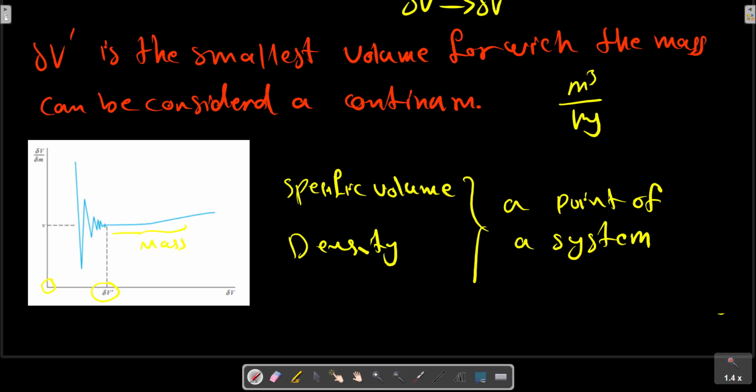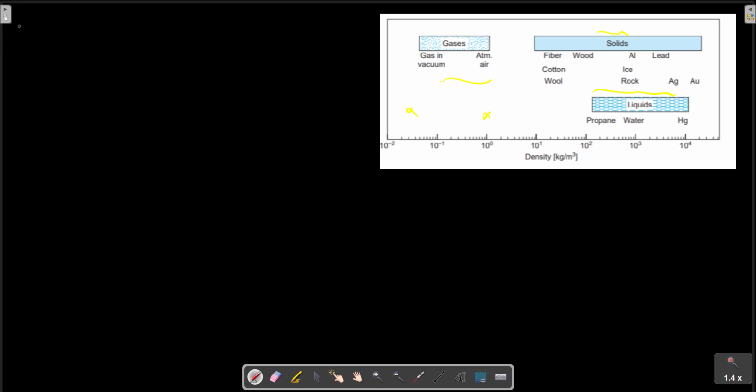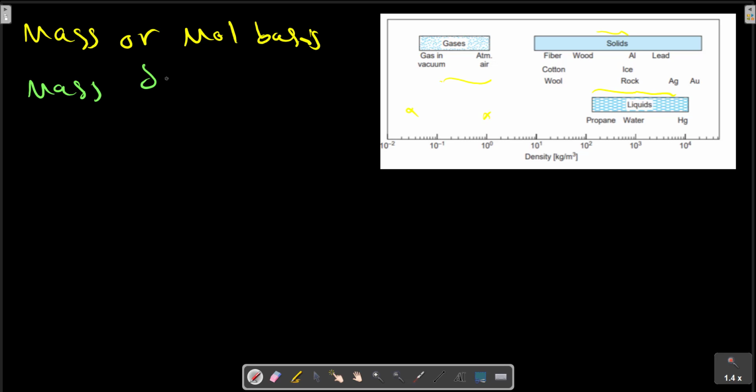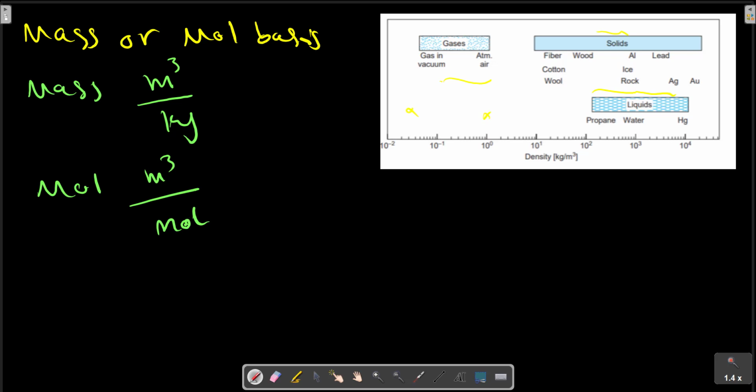In this book, the specific volume and density will be given either on a mass or a mole basis. So we may have the mass or mole basis specific volume. The mass basis has the dimension of meter cube per kilogram, and the mole basis is meter cube per mole. For density, the corresponding units for rho are kilogram per meter cube and mole per meter cube.